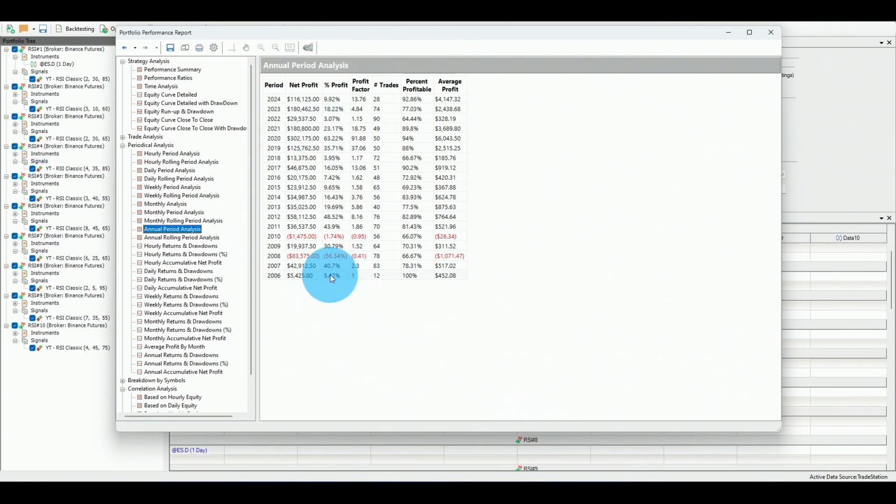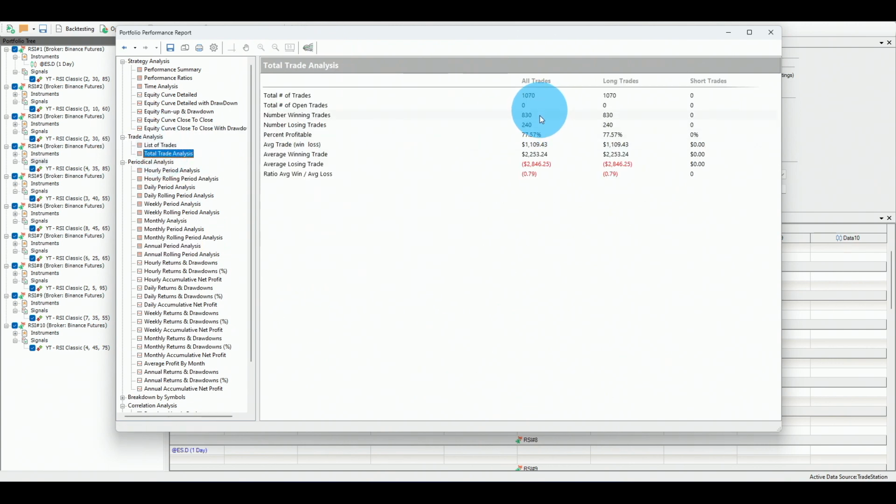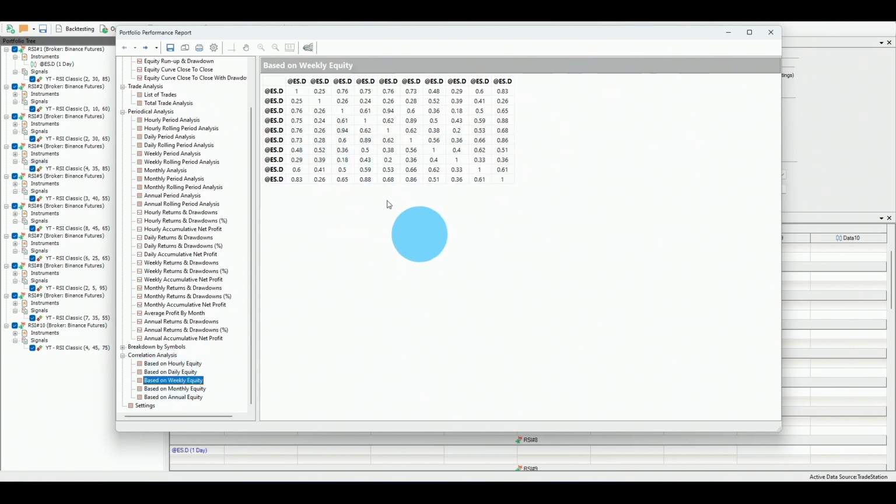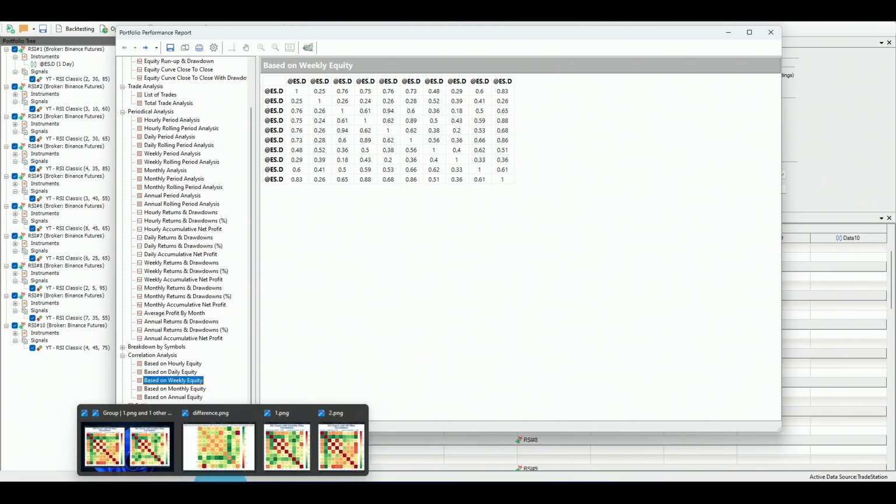This is our annual return since 2010. We don't have any losing year. Average trade, about $1,100, 77 win percent. So overall, amazing result. And also the correlation is better. Of course, you cannot see this because MultiCharts doesn't allow us to do this. So I already saved it.